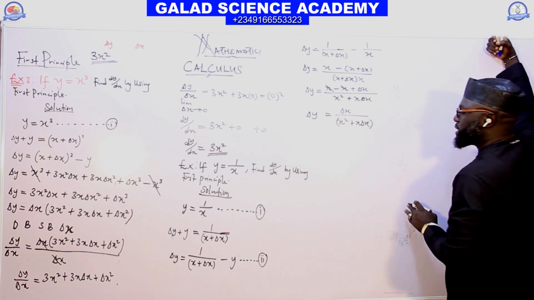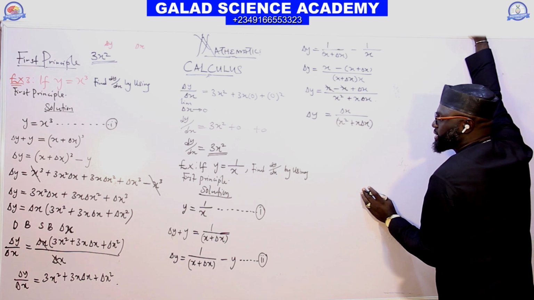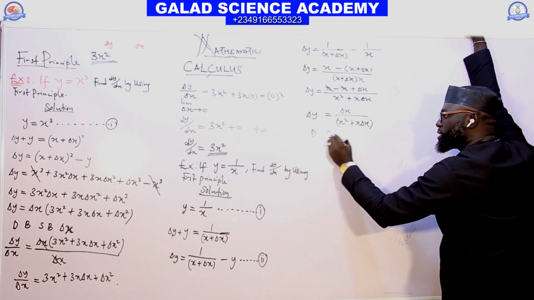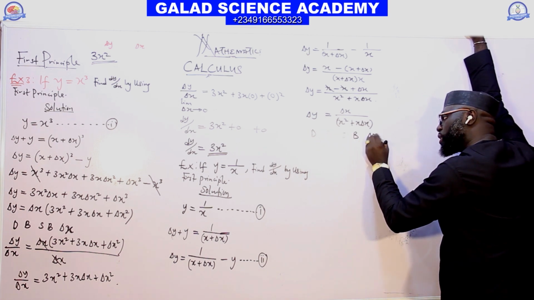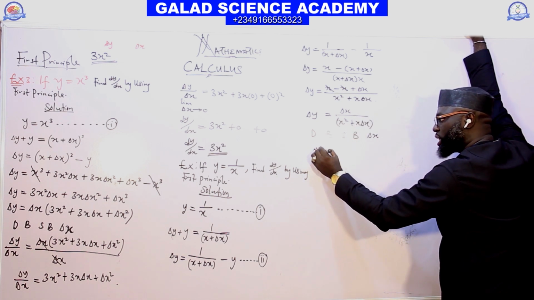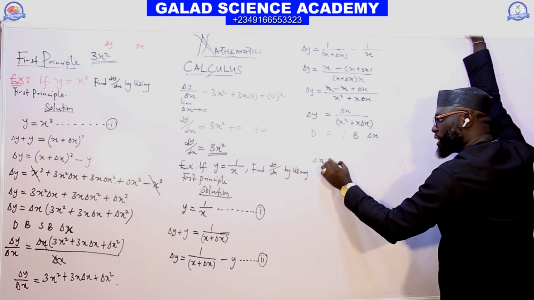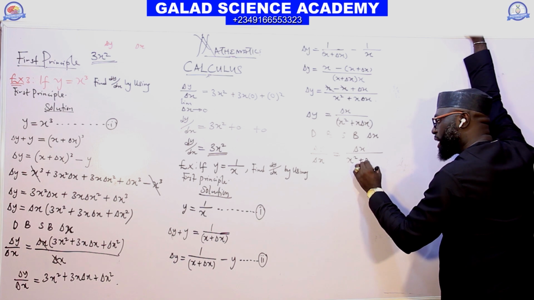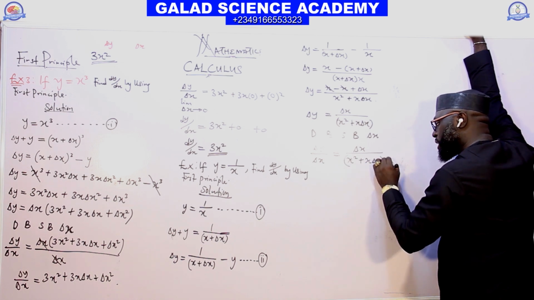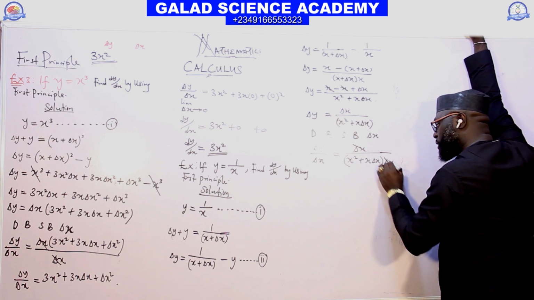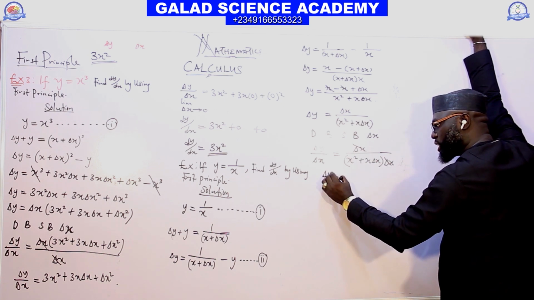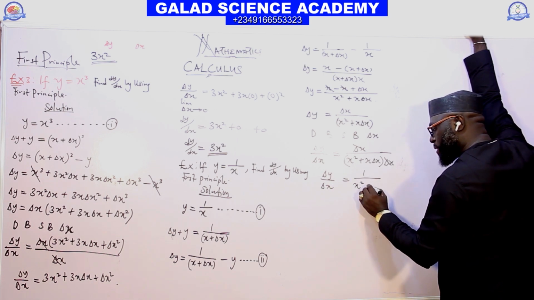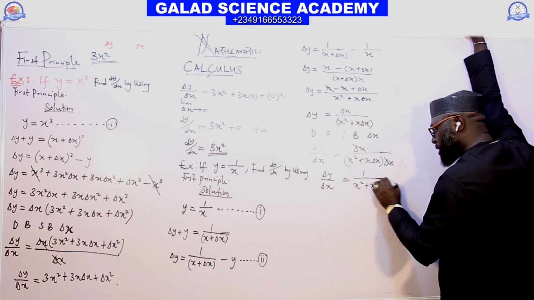So the next thing now is divide both sides by change in x. You now have change in y over change in x should be equal to change in x into x squared plus x change in x. The change cancels this change. You now have change in y over change in x equal to 1 over x squared plus x change in x.